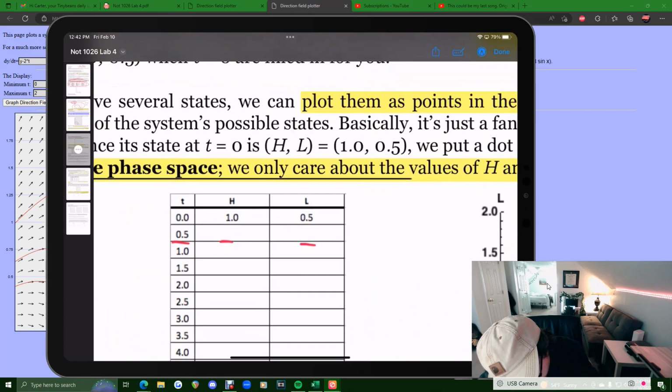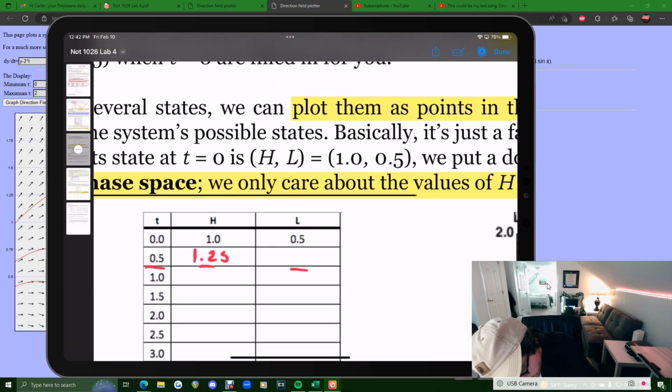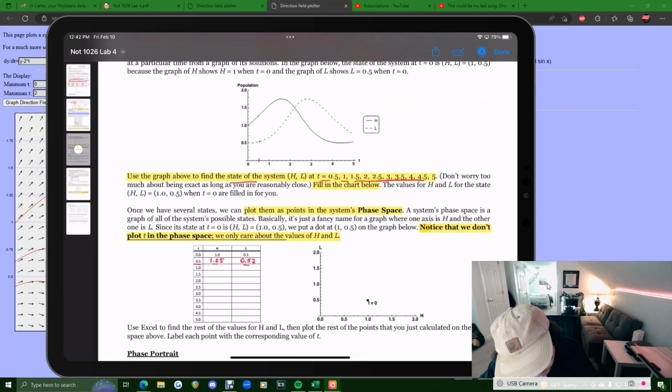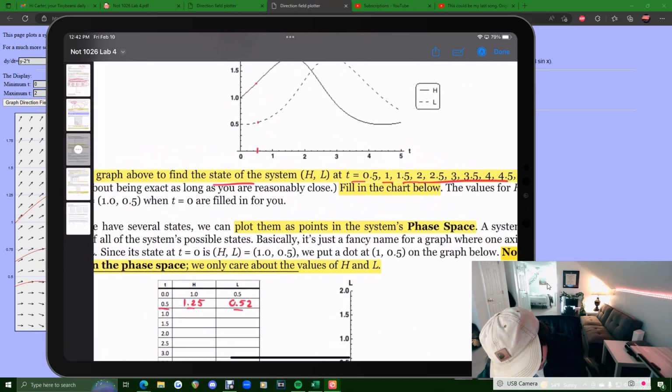So what did we say for the first one? It was 1.25. So you'd say 1.25, and then L was like, who knows, 0.55, if that, maybe 0.52. It's barely gone up. And then you would keep going through there. So let's do, I'll jump around. Let's do 1.5 and 2.5, I guess.